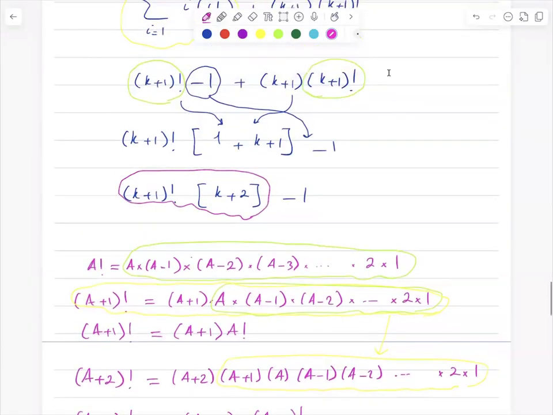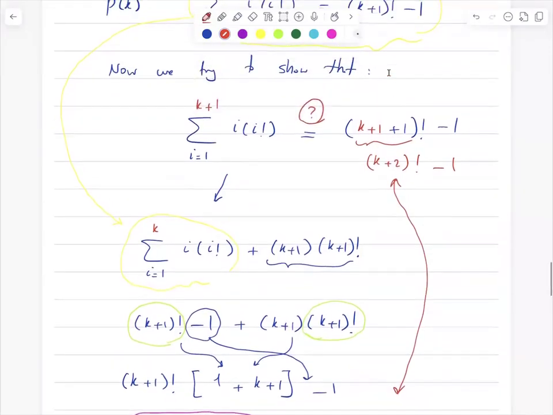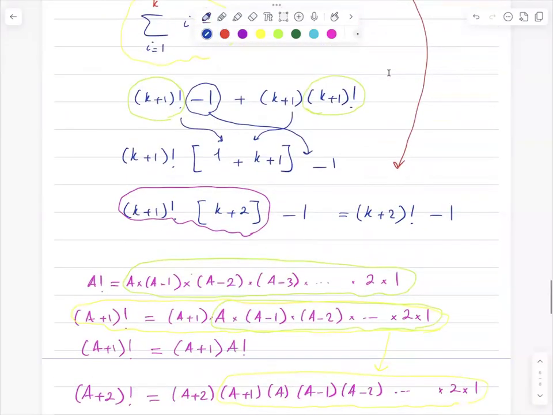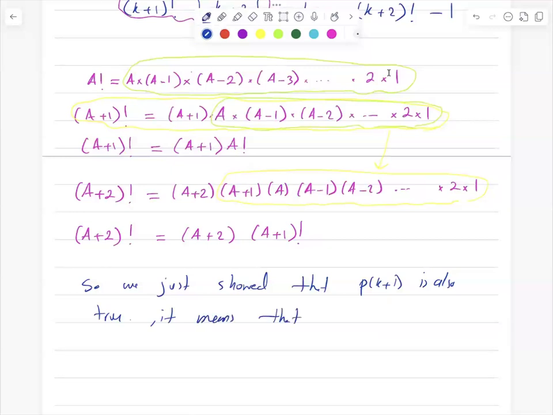So here you have k plus 2 factorial minus the constant 1. But take a look at your right-hand side here. On my right-hand side, I have k plus 2 factorial minus 1, which are exactly the same quantity. So we just showed that P of k plus 1 is also true. It means that we proved the property by induction.